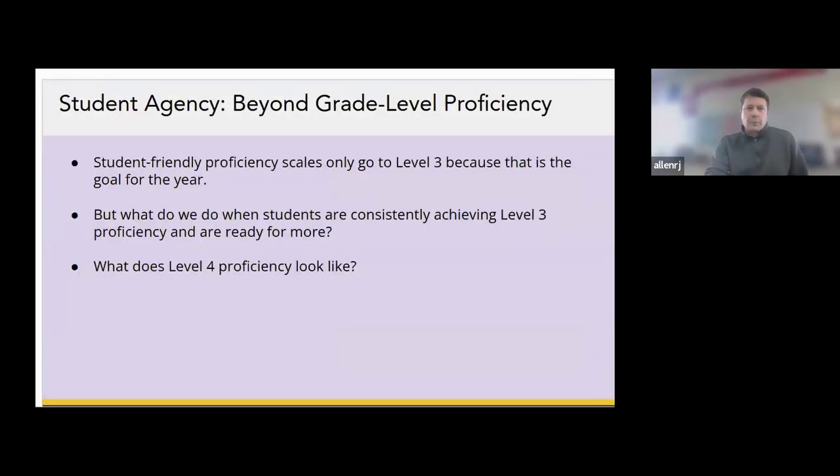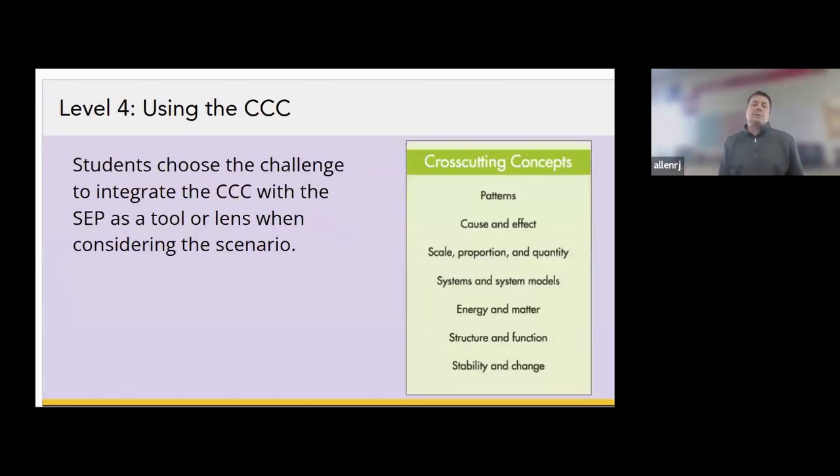And then, so we only do the student-friendly scales to level 3 because that's the goal. I mean, that's what we're trying to do for each SEP, and then adding the DCI in. But what do we do when they are consistently getting level 3s and they're ready for more? So what does a 4.0 look like? Well, like I had said earlier, we use the CCCs, and they can choose.